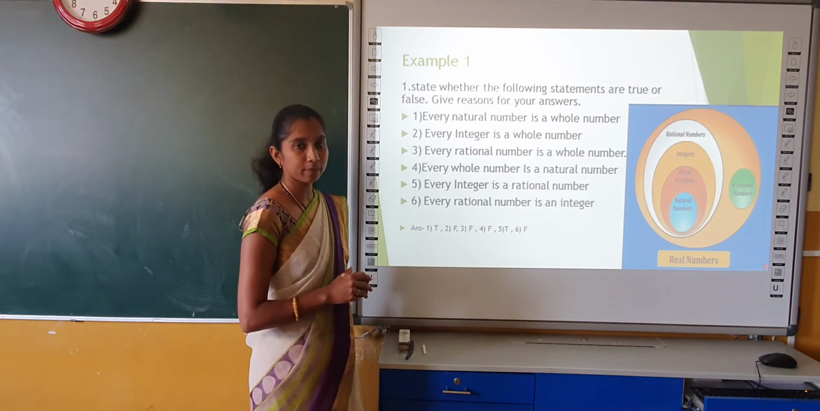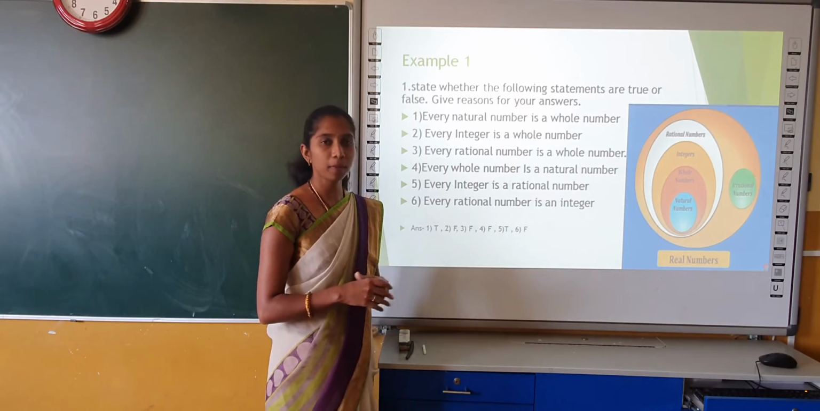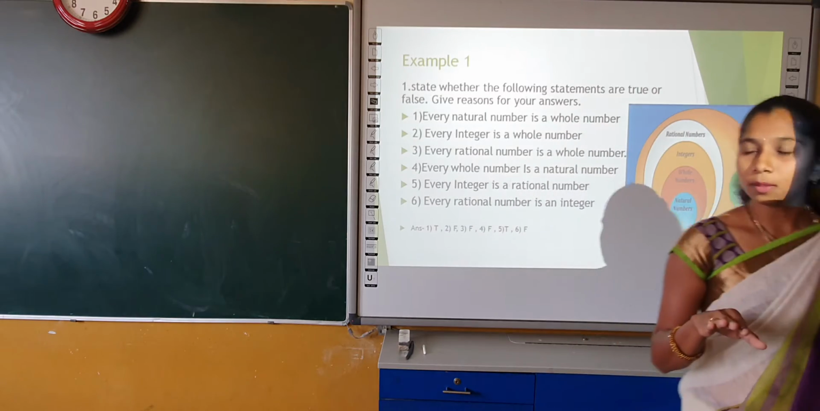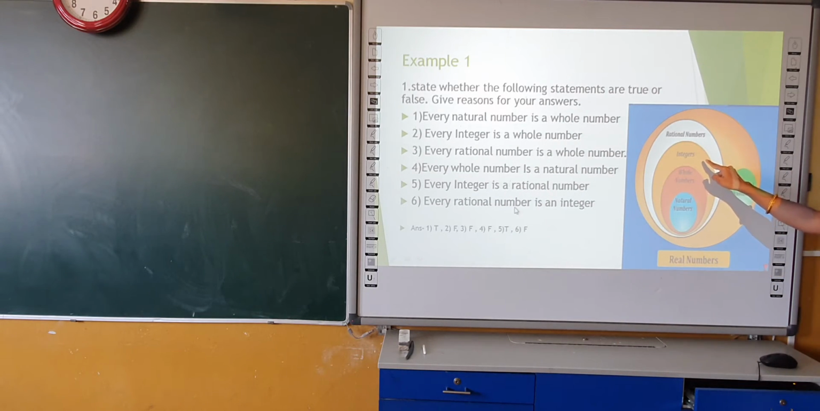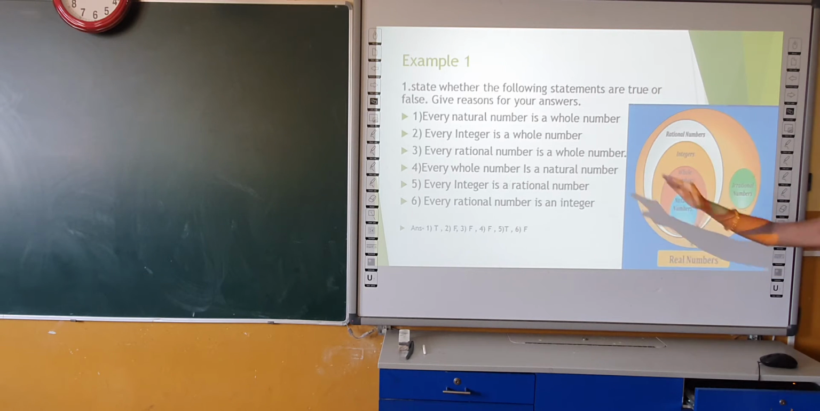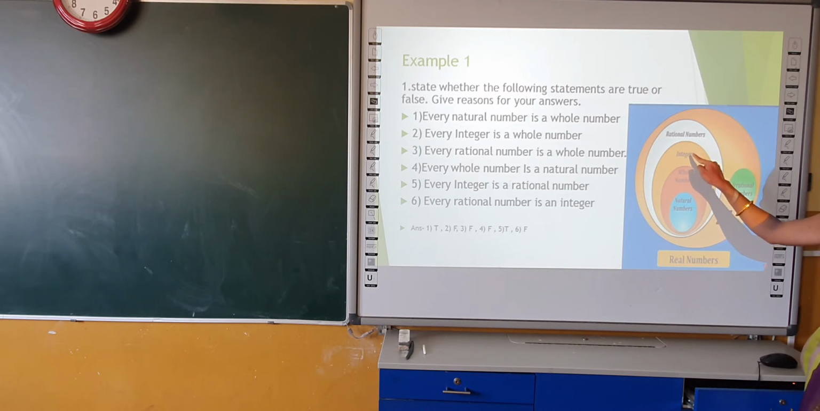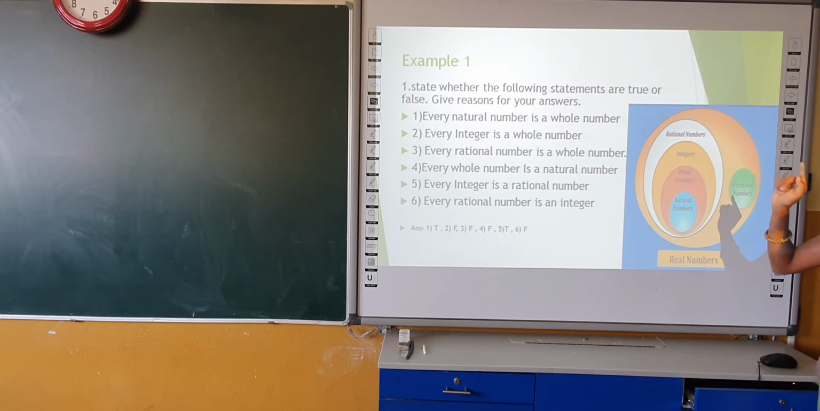Next, come to the second statement. Every integer is a whole number. Look at the diagram. We can say every whole number is an integer, but we cannot say every integer is a whole number. So the second statement is false. For that you need to give a reason. What reason can we give? I will consider one negative number, minus 2. Minus 2 is an integer, but minus 2 is not a whole number. That is the reason you can give for statement number 2.